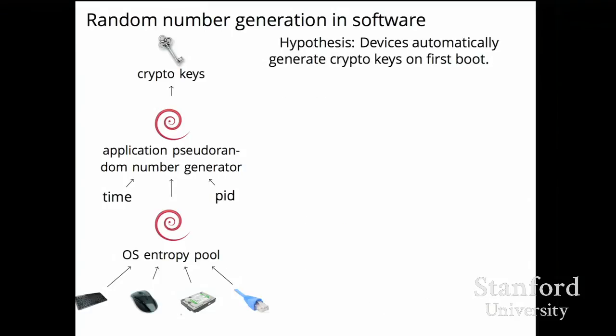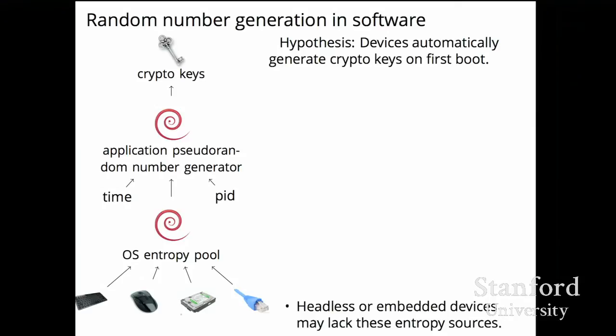So if you think about these little devices, you plug it in, you turn it on, it starts its SSH process. It might not even be hooked up to the network. It doesn't have a keyboard, it doesn't have a mouse, and it probably doesn't have a hard disk. So all of the sources of entropy that the operating system was expecting aren't present. It might even be hooked up for the first time in the factory.